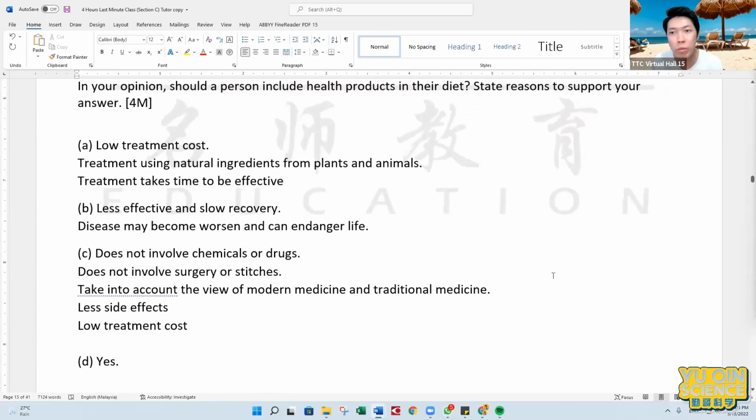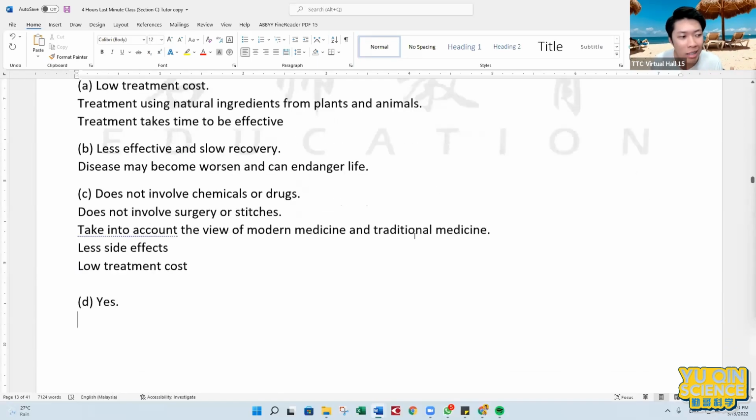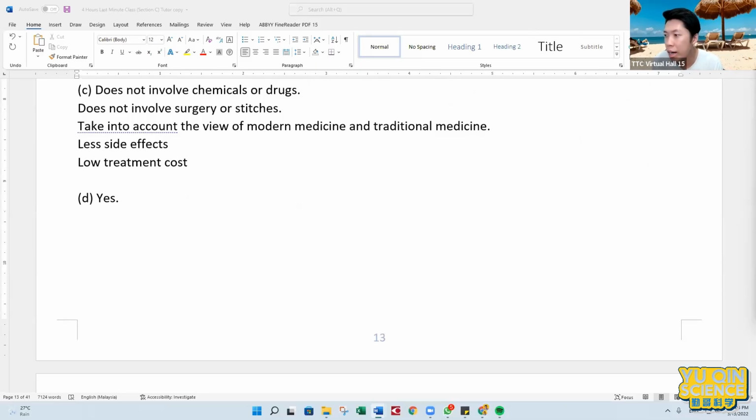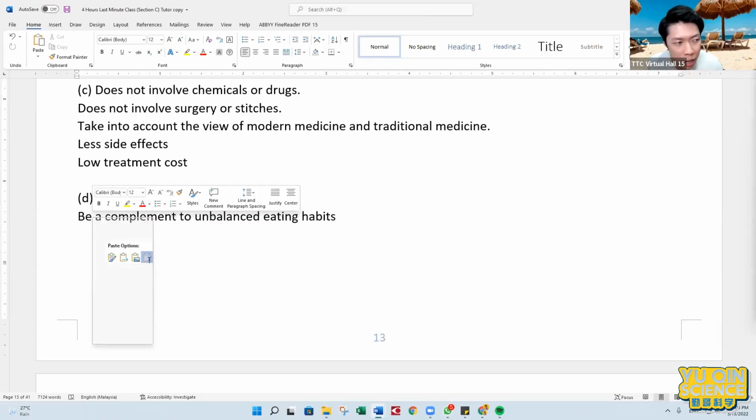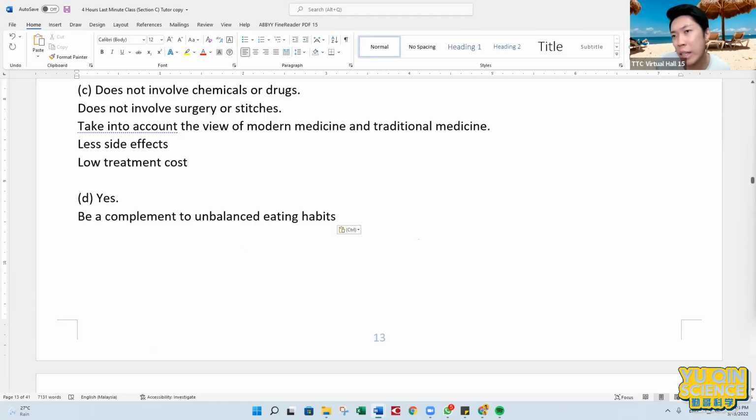Yes, and then we need to talk about 3 reasons to support why I take supplements. Number 1, I think supplements are very important because I don't get enough from my daily food, so it balances my unhealthy or unbalanced eating habit, a complement to an unbalanced eating habit. I might not get everything every day. If you ask me, are these answers I made up myself? No, it's actually from your syllabus, from your textbook.